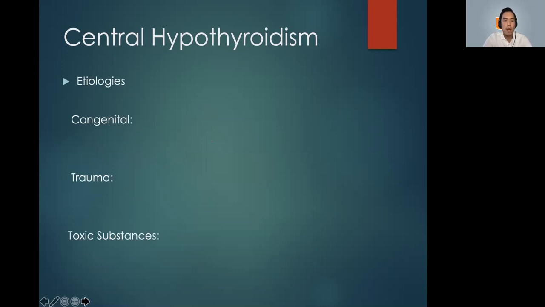There are three main categories for the etiologies of central hypothyroidism, such as congenital, which is hypopituitarism. So you can have patients that have congenital hypopituitarism, or patients with brain surgery causing hypopituitarism.